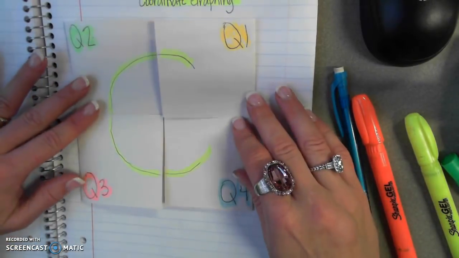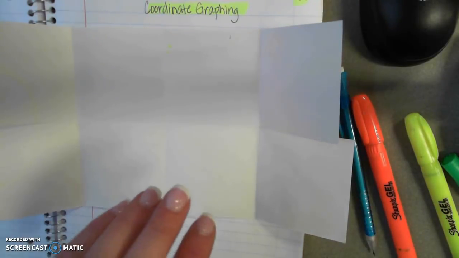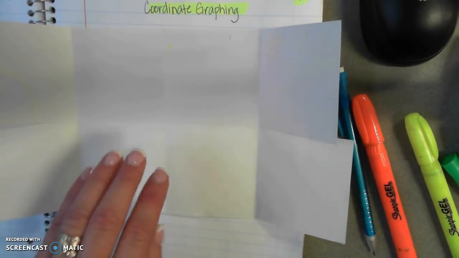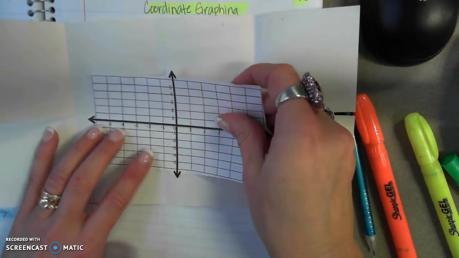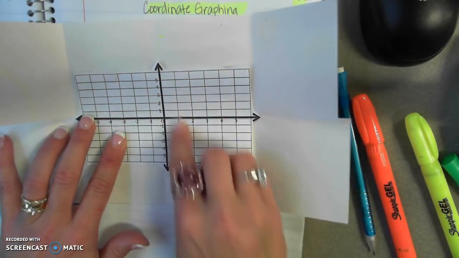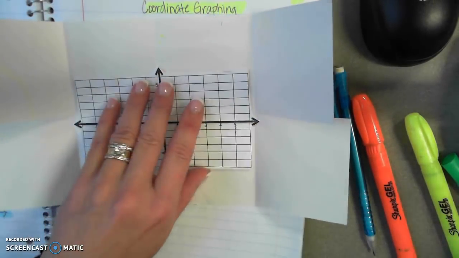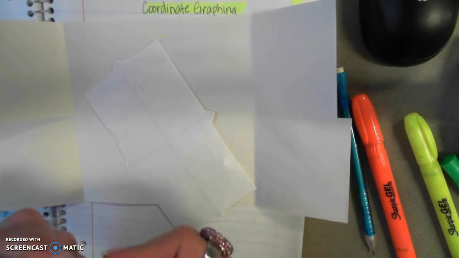All right. So once you have done that, you're going to open it up and glue down your coordinate graph right in the middle. What you're going to do is line it up with those 4 folds that you had before, so that the arrows line up with the 4 folds on there. And then you're going to glue it down.